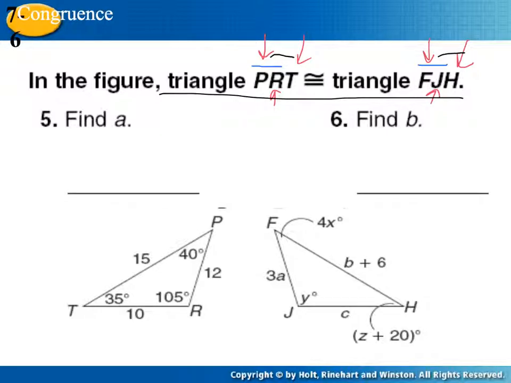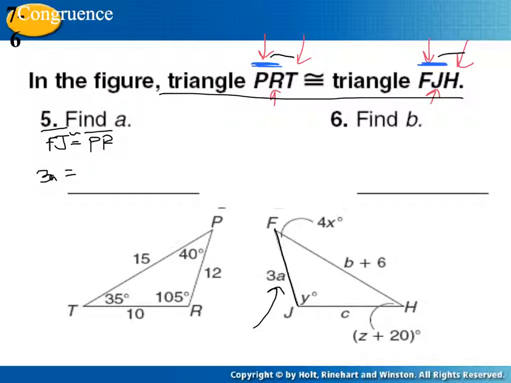All right? So it says find A. So in this figure, A is right here. The segment that's dealing with is FJ. So FJ has an A. We know that that is congruent to side PR. And we know that they are congruent because FJ, look up here in blue, is congruent to PR. They are in the same order. All right? So FJ is 3A.